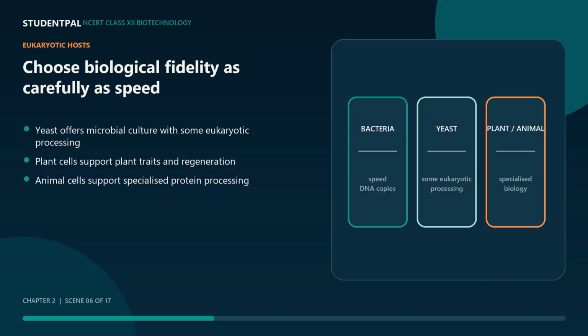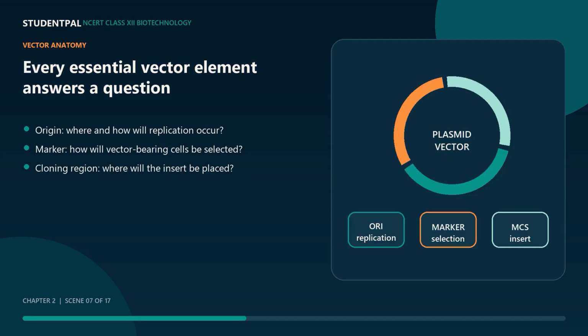A stable crop trait requires delivery to plant cells, followed by regeneration and inheritance testing. The best host is not the most sophisticated host. It is the simplest system that reliably produces the required biological result. Open a generic cloning vector map.